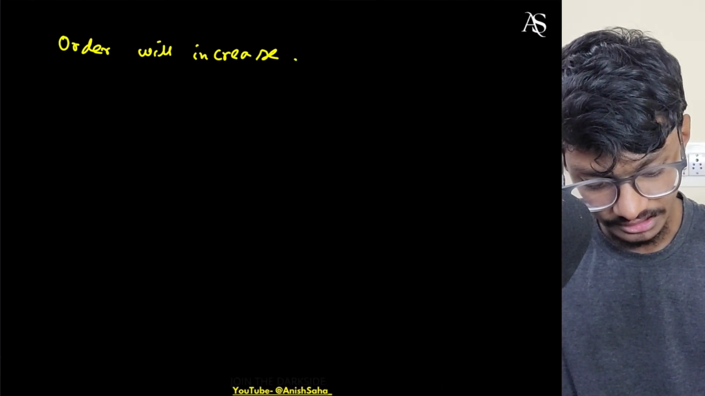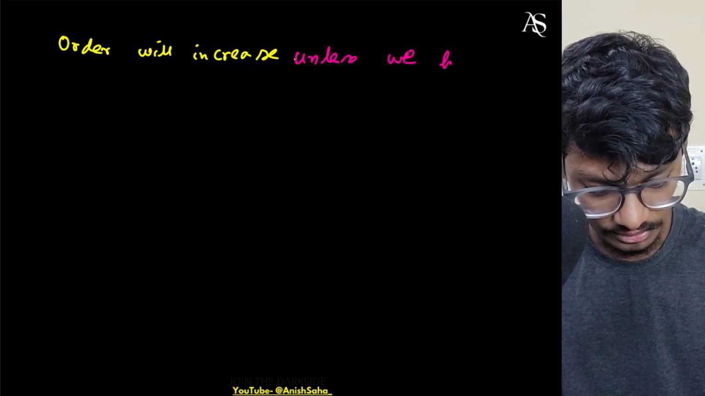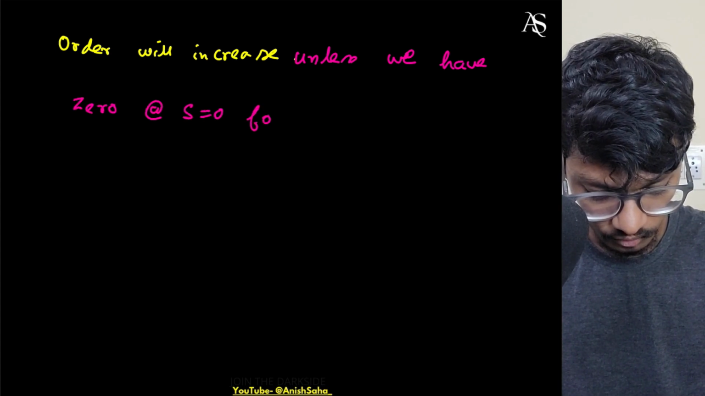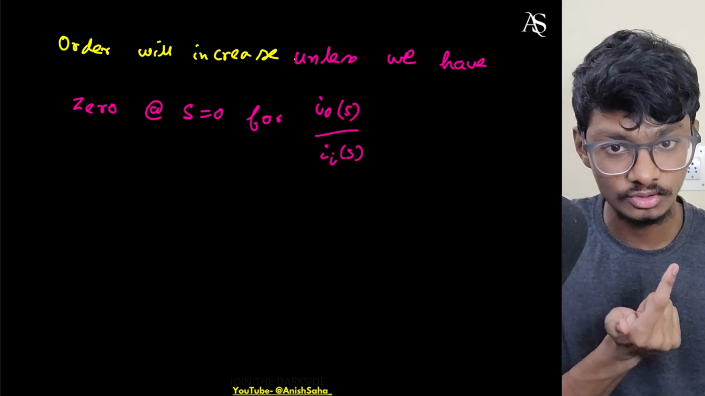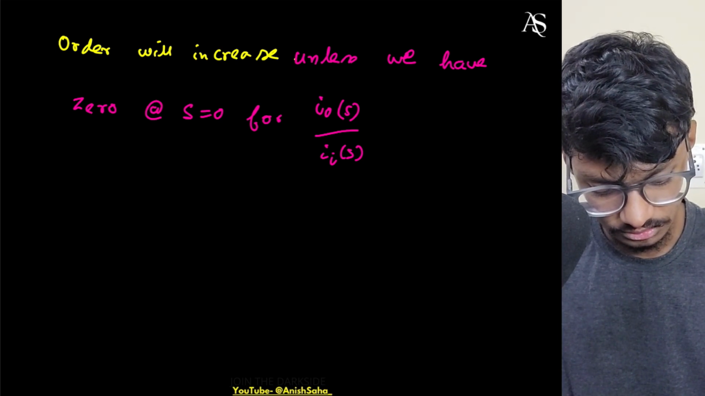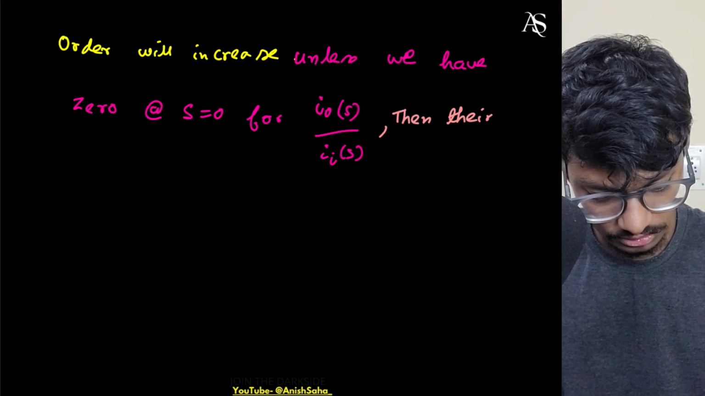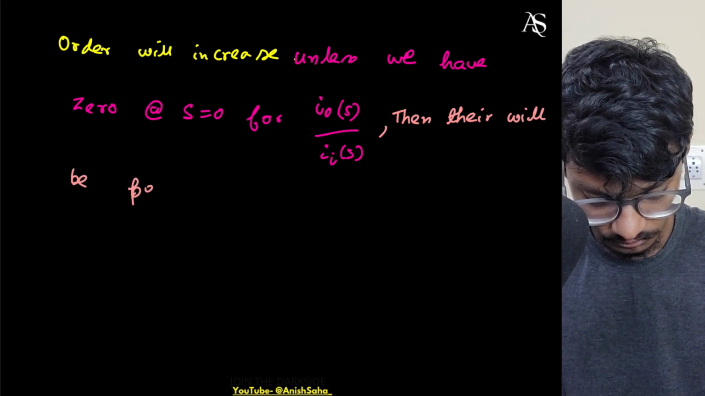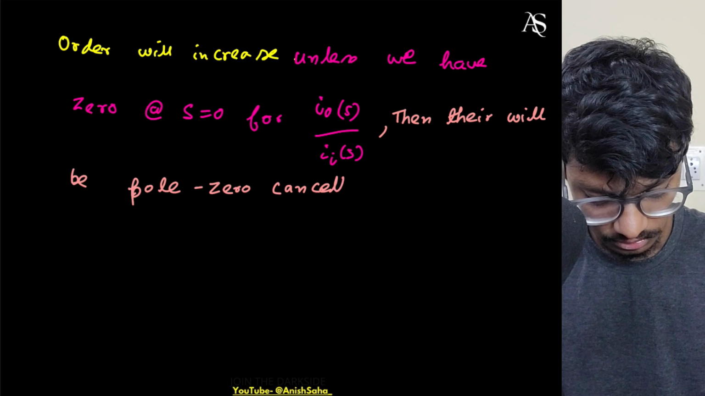Order will increase. I will write here: unless we have a 0 at S equal to 0 for IO of S by II of S, then there will be pole 0 cancellation.